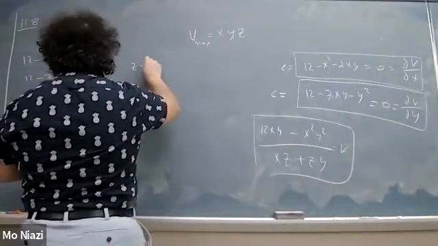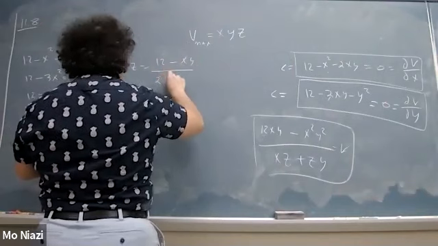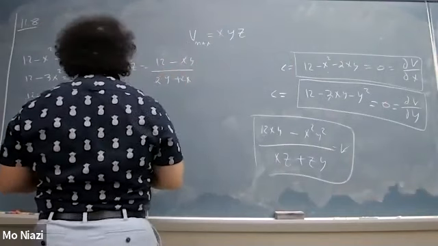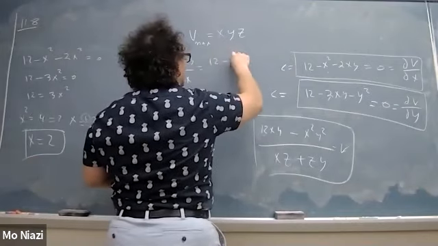z was equal to (12 minus xy) over (2y plus 2x). And we know x is equal to y, which is equal to 2, right? So then I replace any x or y with a 2.